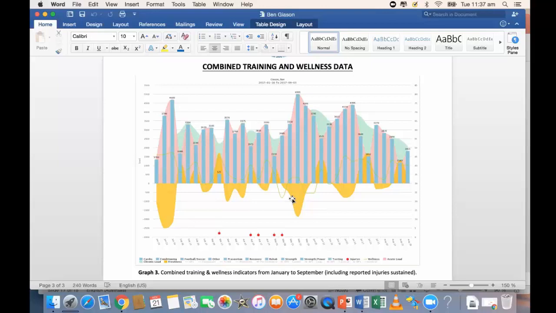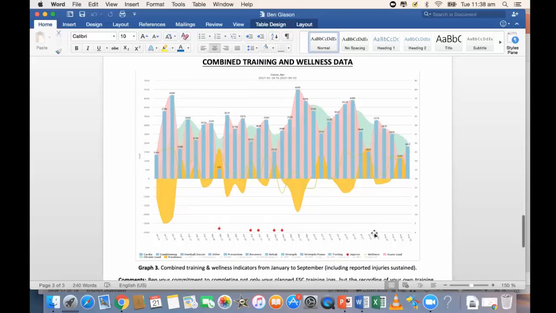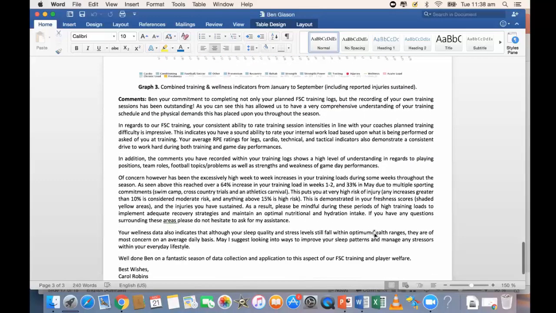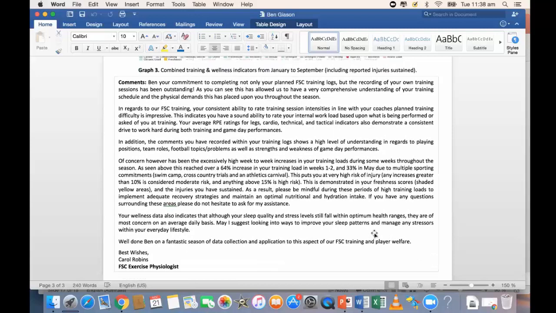The good thing is, once we got on top of this and knew a little bit more about what we were doing, and he had a big spike in his training load here, we were able to monitor his training loads at Football South Coast a lot better, manage him through it, and then gradually increase it again. And as you can see, even though his freshness scores weren't perfect, we prevented any further injury from occurring.